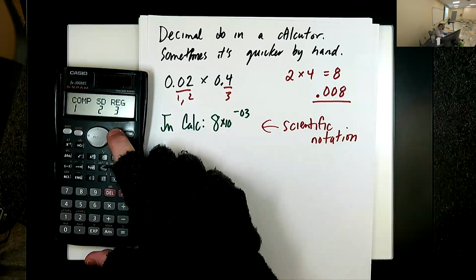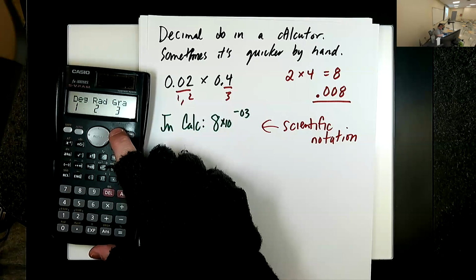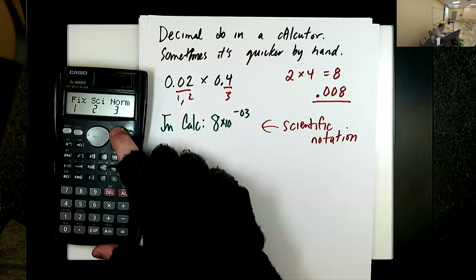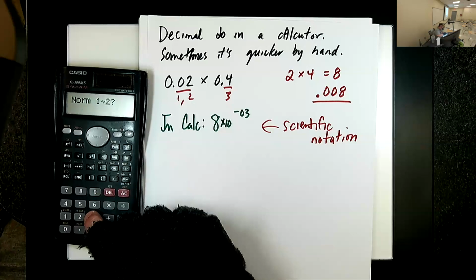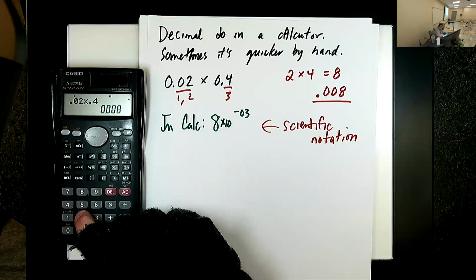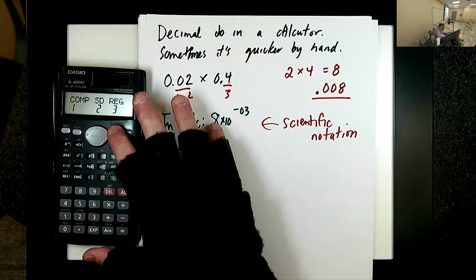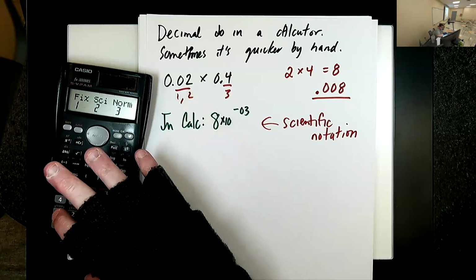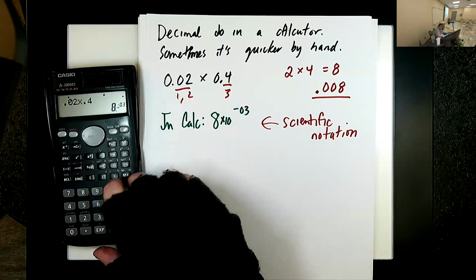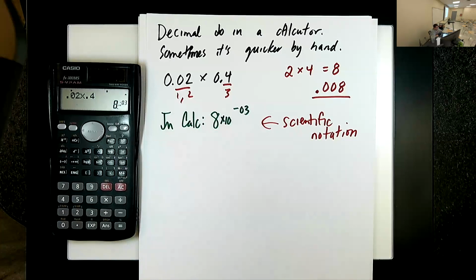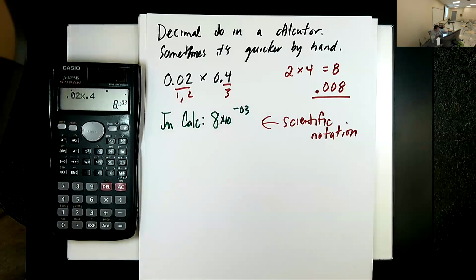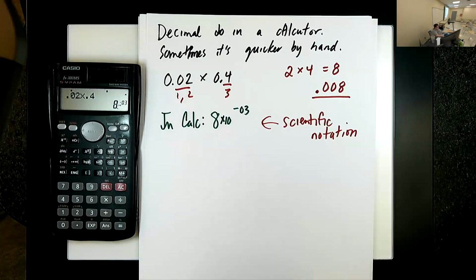I went through mode a few times and I hit 3 for normal, and then I said 2, and it shows it as a decimal. But it's hard to find and remember where it's at. So knowing how to work with scientific notation is really handy, because the calculator spits it out like this.